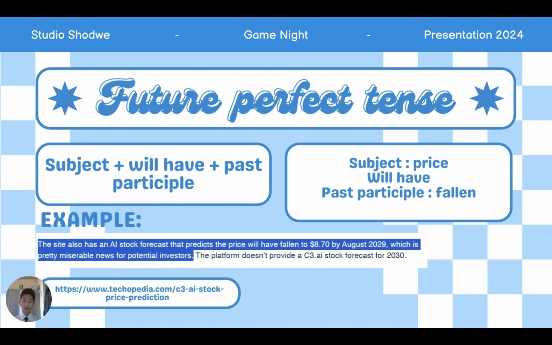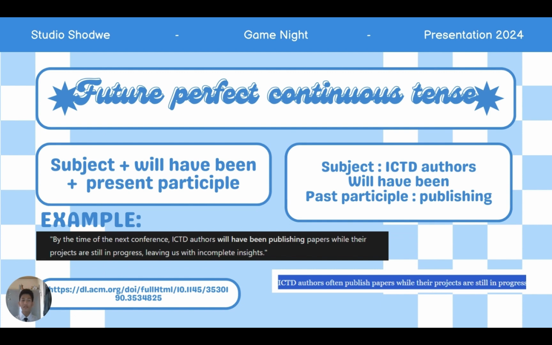Okay, and lastly is future perfect continuous tense. The formula for future perfect continuous tense is subject plus will have been plus present participle. The example is: by the time of the next conference, ICTD authors will have been publishing papers while the project is still in progress, leaving us with incomplete insight. The subject here is ICTD authors plus will have been, and the present participle is publishing.